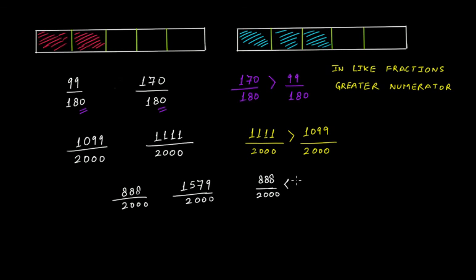Therefore, the sign is less than. Which one will be the next smaller one? Since 1099 is smaller than this one and this one, this will be 1099 by 2000. This will be smaller than which one? Out of these two numerators, this is smaller, so 1111 by 2000, and the largest one will be 1579 by 2000. So this is your way to compare like fractions.